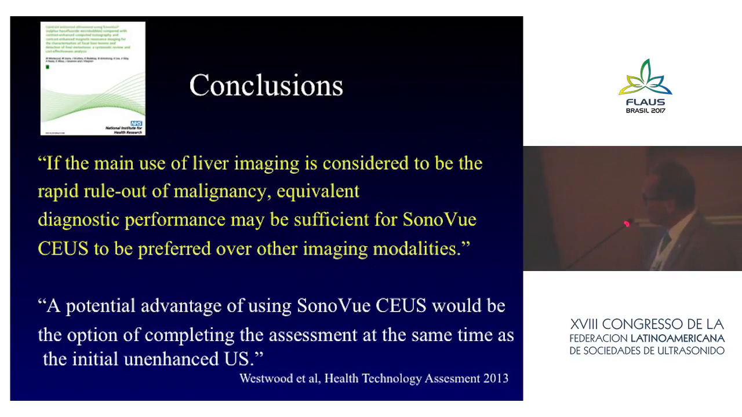And their conclusion, I think, is very important. If the main use of liver imaging is considered to be rapid rule out of malignancy, equivalent diagnostic performance may be sufficient for SonoVue CEUS to be preferred over other imaging modalities. In other words, they are a little cautious, but they are saying, if what you are looking to do is rule out malignancy, you should go with CEUS before CT and MRI.